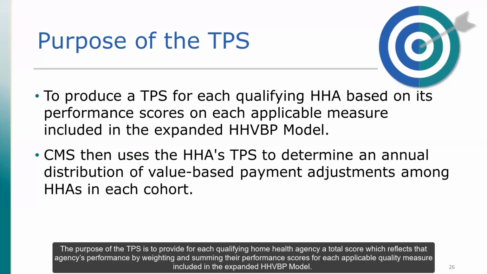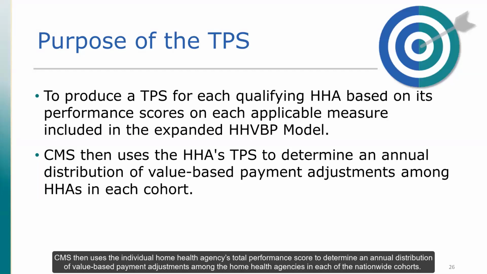The purpose of the TPS is to provide for each qualifying home health agency a total score which reflects that agency's performance by weighting and summing their performance scores for each applicable quality measure included in the expanded HHVBP model.